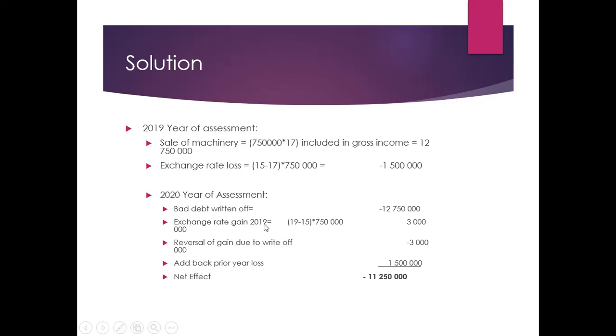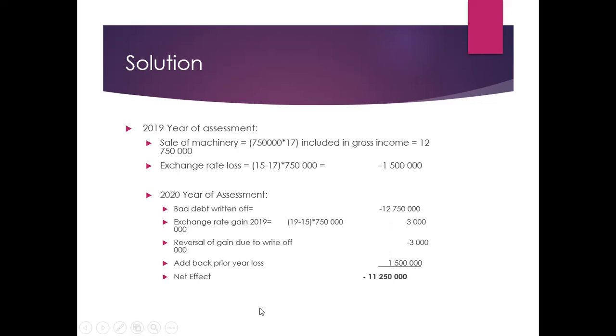This was supposed to be 2020, not 2019, but it happened also in March. So that exchange rate gain was from 15 to 19. That happened between 1 March and the day that the debt was written off. So now it's 19 minus 15. That's 4 times 750,000. That gives you 3 million. So that amount is included in his gross income.